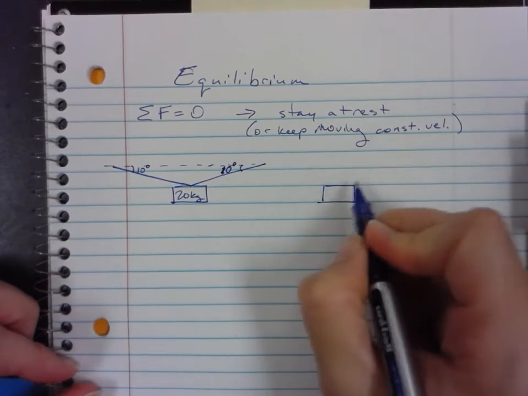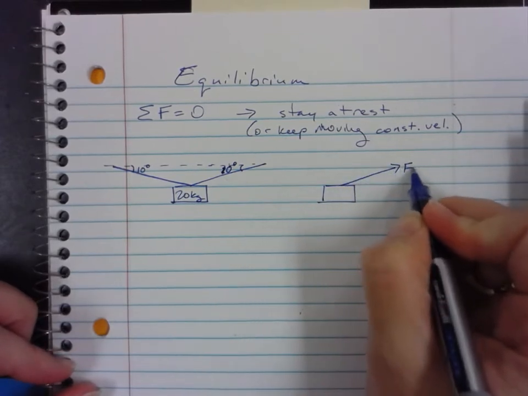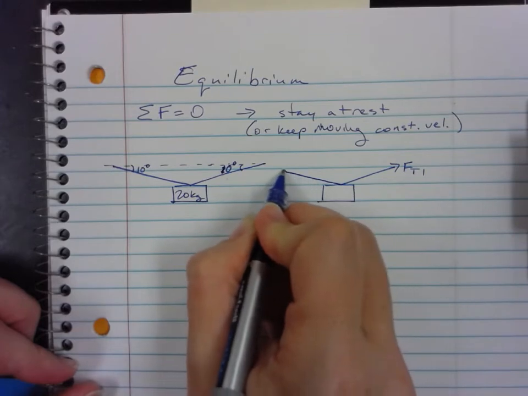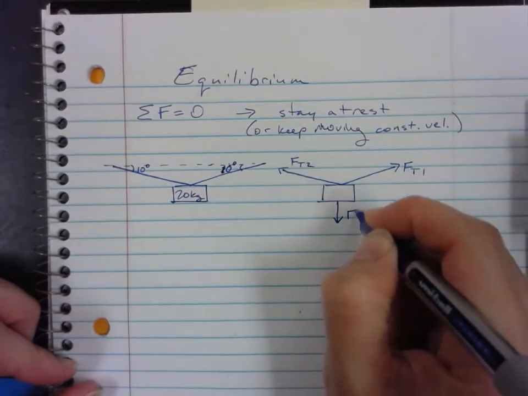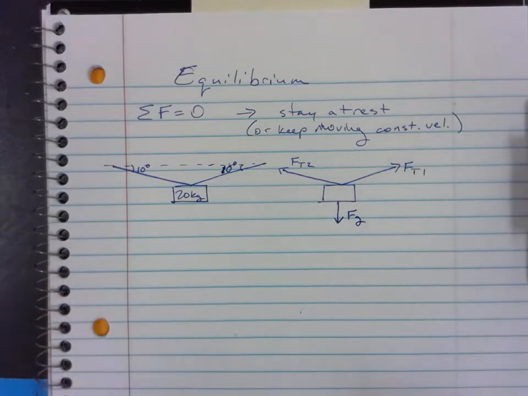So we have our object. We have Ft1 and Ft2 and the force of gravity. And if you remember when I had you do free body diagrams before, I like to write numbers on these diagrams.